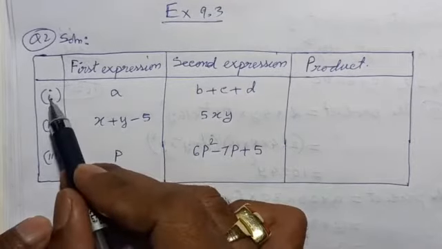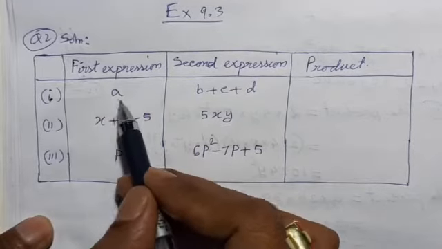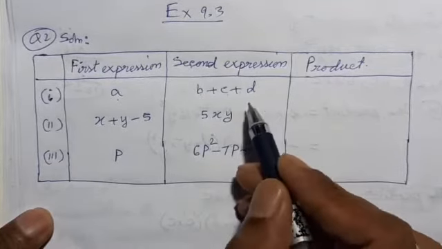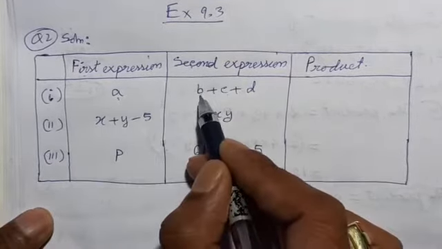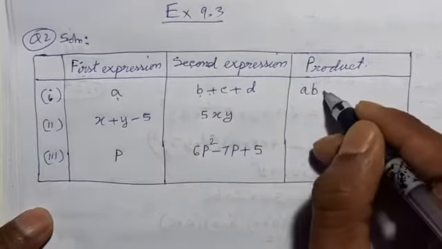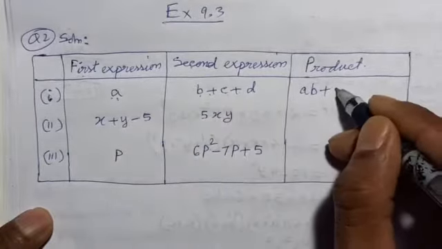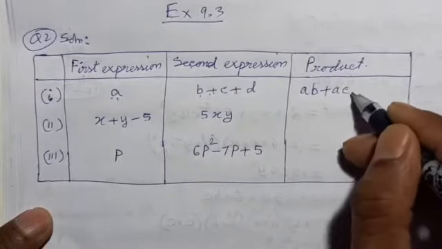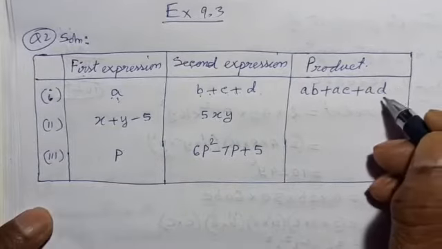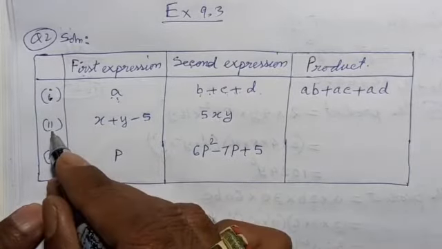Here in Roman 1, first expression is a, second expression is b plus c plus d. Now let us multiply. A multiply b, a into b is ab. Plus sign, a into c is ac. Next is plus sign, a into d is ad. We are getting this. Understand or not? Now let's try Roman number 2.